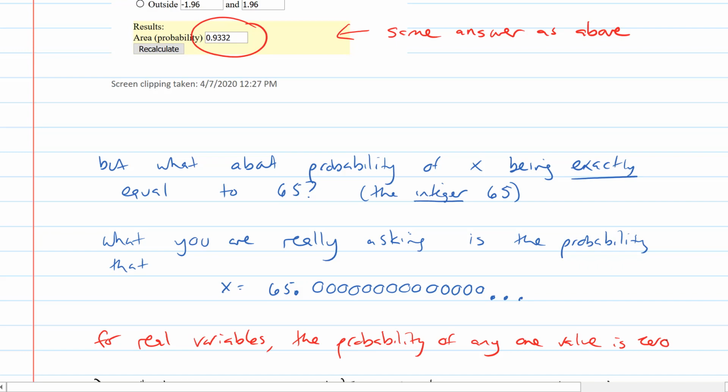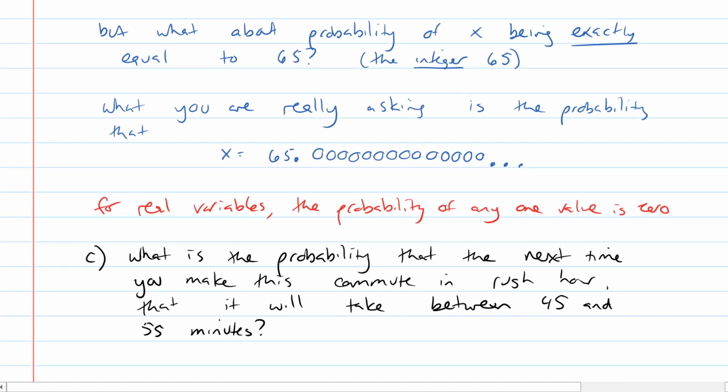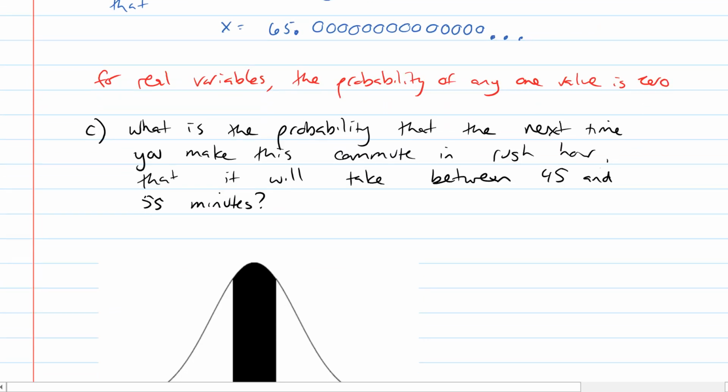Okay, so let's take a look at part C. Part C is, what is the probability that the next time you make this commute in rush hour that it will take between 45 and 55 minutes? So you could do something complicated, but we're just using our little online calculator, so I'm going to go and take a look at the screenshot.